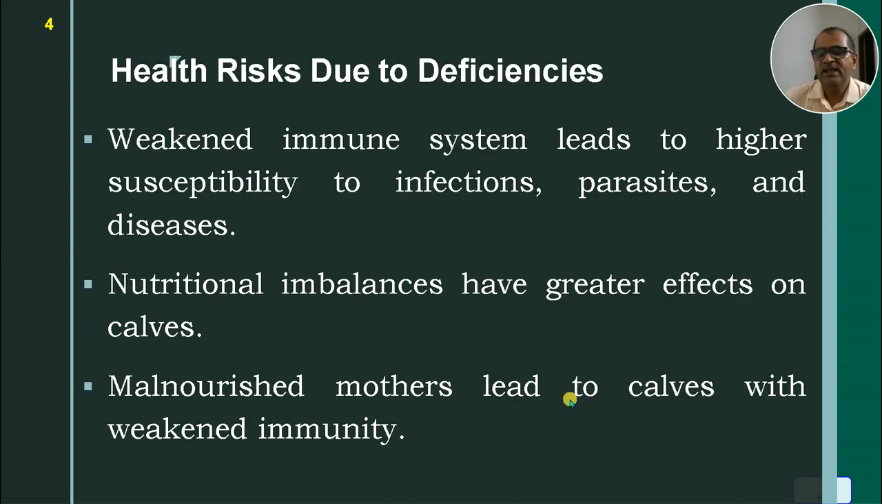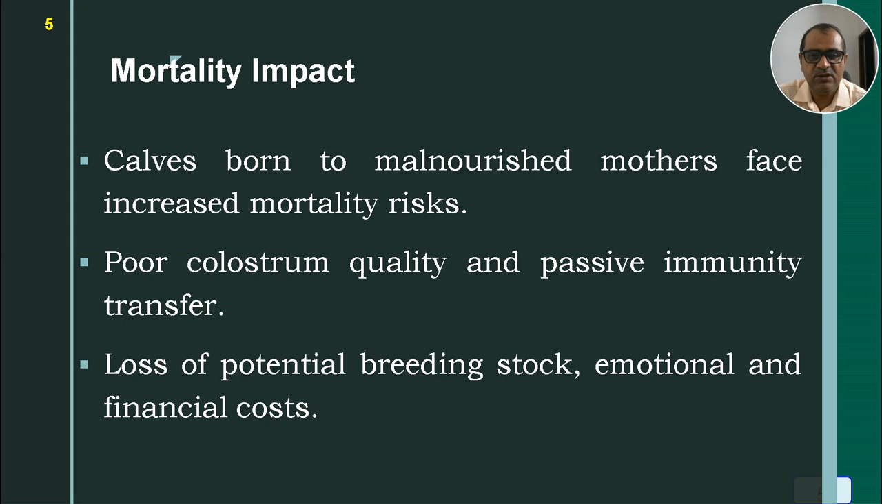Then the health risks are also increased, because whenever there is a deficiency of different amino acids, proteins, vitamins, etc., it will lead to higher susceptibility of the cattle to infection. Then nutritional imbalance has greater effects on the calving interval and also the growth of the calf. Malnourished mothers give birth to calves with very weak immunity, and hence all these animals need to be very well fed. That is another thing which has a great impact on the cattle.